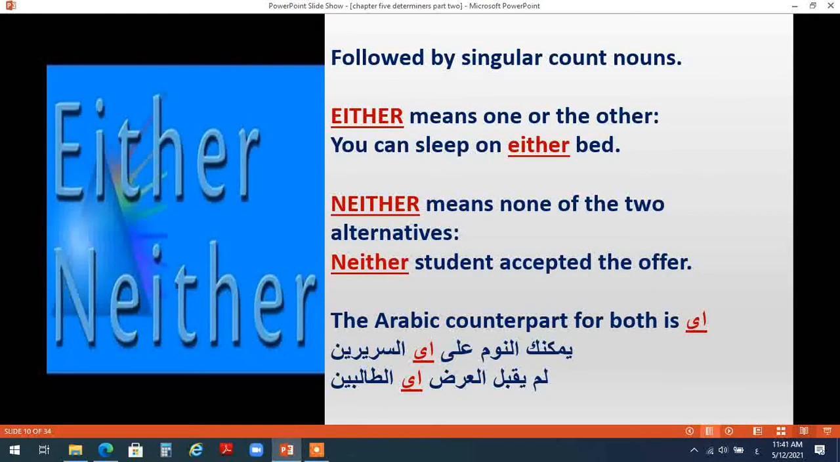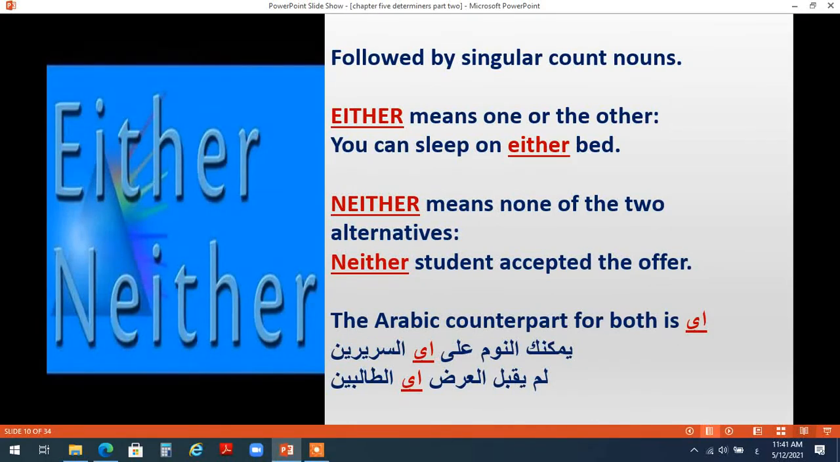For example, you can sleep on either bed. هنا you have to choose. You cannot sleep on two beds at the same time. So you have to make up your mind. You have to choose one rather than the other bed. Neither on the other hand means none of the two alternatives. يعني ولا واحد من الخيارات سيكون خيارا ممكنا.